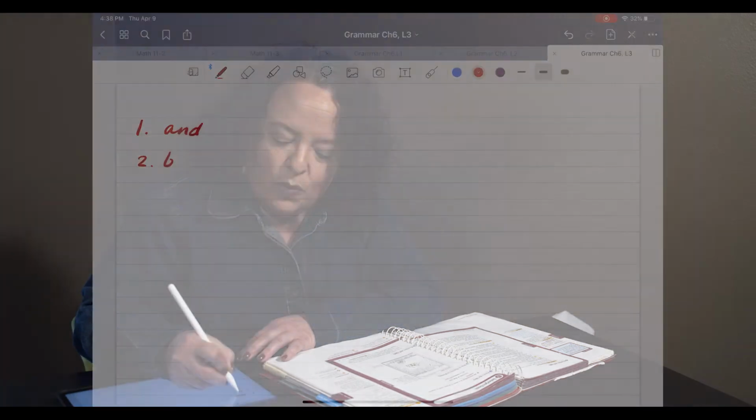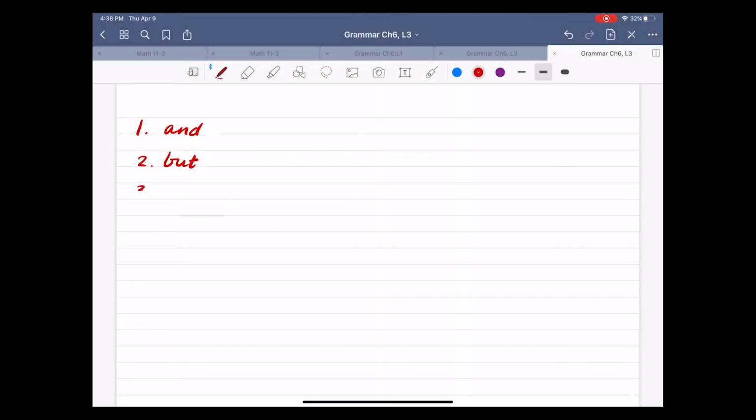Number 2, light waves show the details of ordinary objects, but the waves are too long to reveal the smallest structures. In this case, you have two long phrases. Light waves show the detail of ordinary objects, and you're connecting it to the waves are too long to reveal the smallest structures. So in number 2, your conjunction is but.